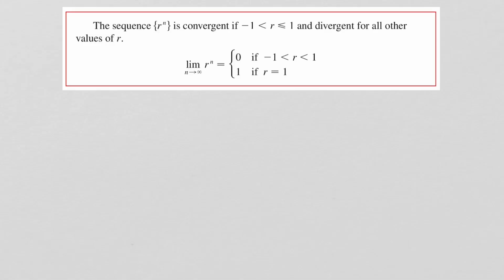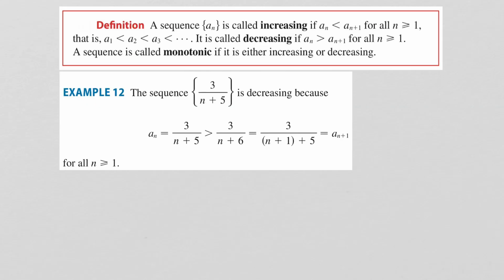And we have a summary of that here. The sequence of r to the n power is convergent if r is a number in between -1 and +1, including 1, not including -1, and it's divergent for all other values of r. In fact, the limit as n goes to infinity of r to the n is 0 if r is a number in between 1 and -1, and it's equal to 1 if r equals 1.